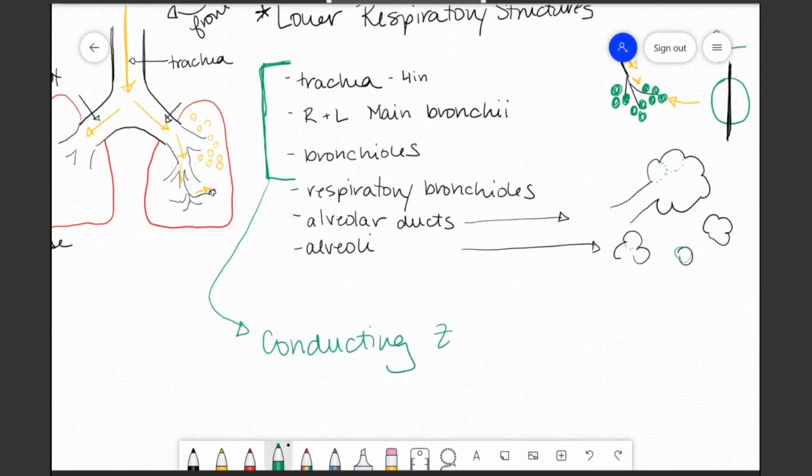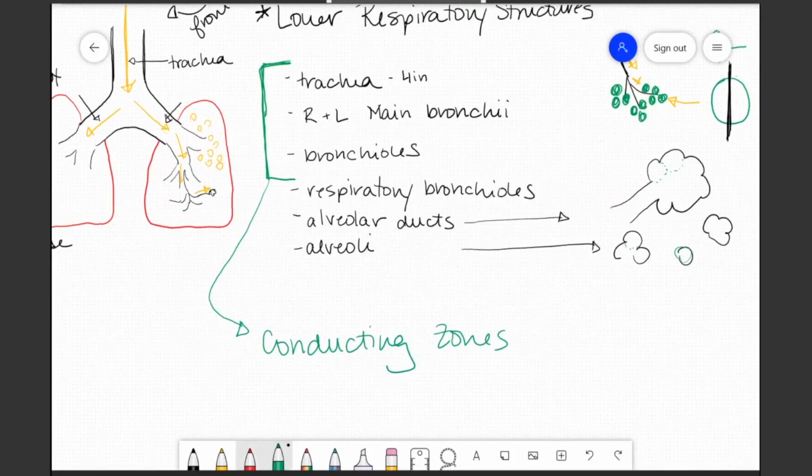So essentially with these, it is a tube. The tube is making the air travel. The trachea is bringing air in and down into the lungs. The right and left main bronchi are branching the air into the right and left side of the lungs. And then the bronchioles are breaking it down further. So these are conducting zones. They are only moving air through.